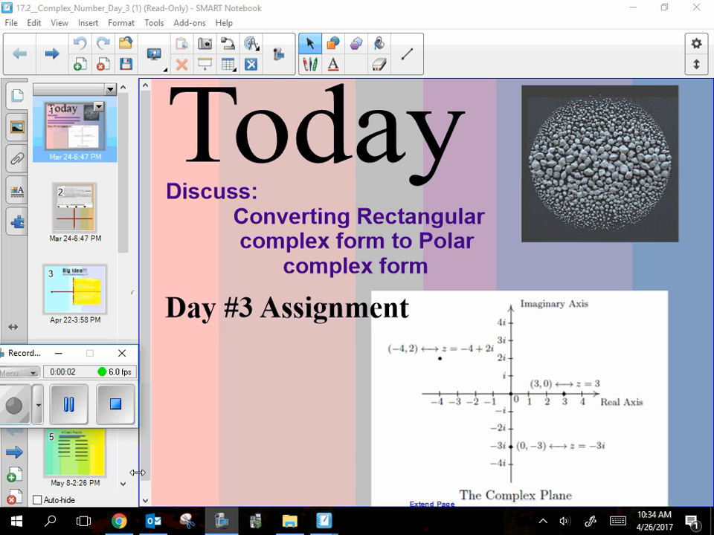Okay, today is still 17.2 complex numbers. We're going to call this day 3. It's sort of like yesterday it continued, except we are in a new section. Anyway, it's about converting between rectangular complex form to polar complex form.